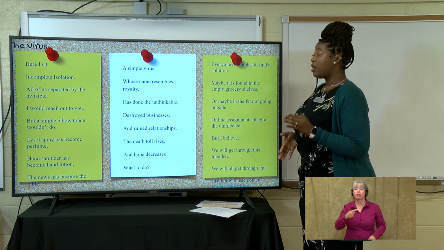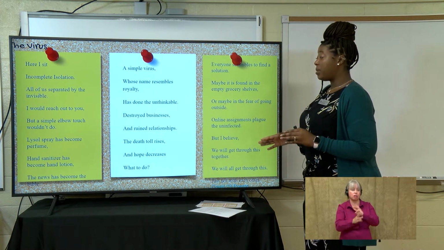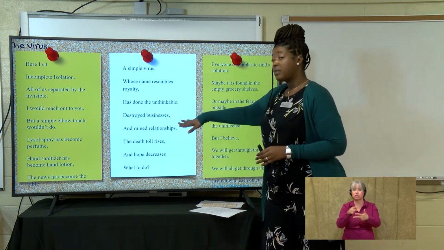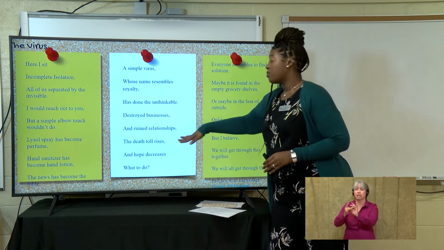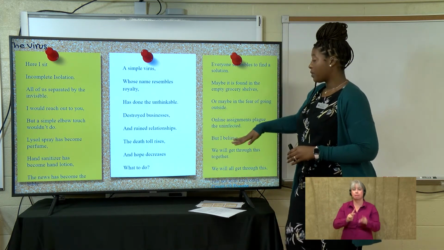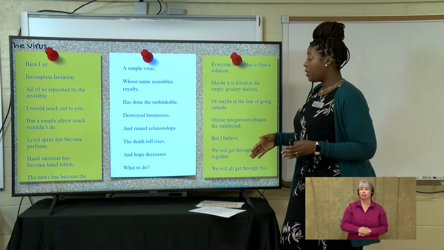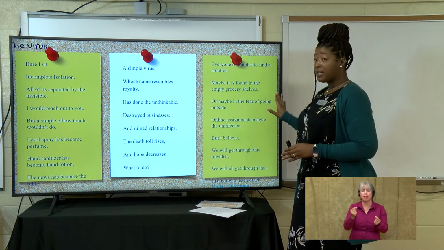We know that she is talking about the effects the virus has had on us, on the world during this pandemic, because she gives us three examples. She talks about destroyed businesses, ruined relationships, and how the death toll has risen during this time. Now, to end this section, she asks us a question: what to do? Think about that question as we analyze the last section of this poem.